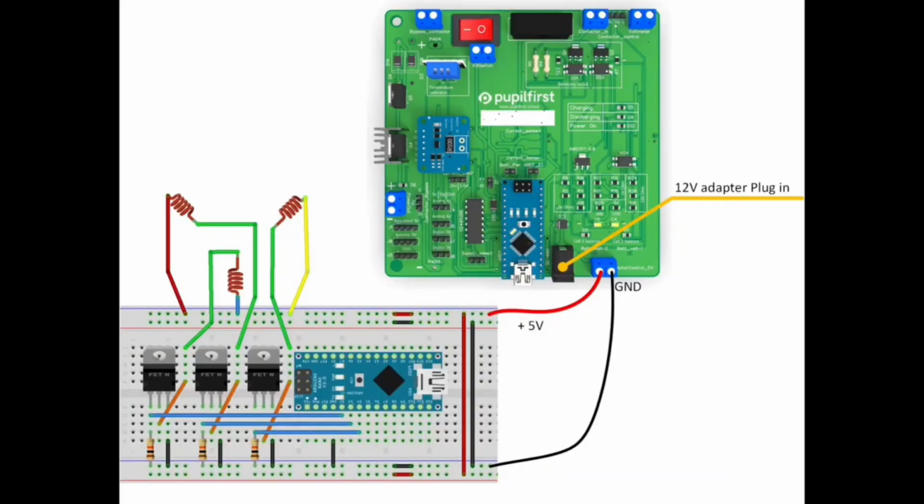I use this motor controller to run the motor. In this motor controller I use 3 IRFZ44N MOSFETs, 1 Arduino board, 3 10k ohm resistors, and also a 5 volt supply from the BMS.